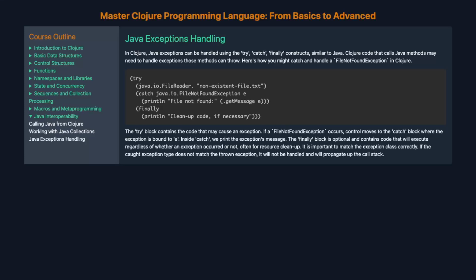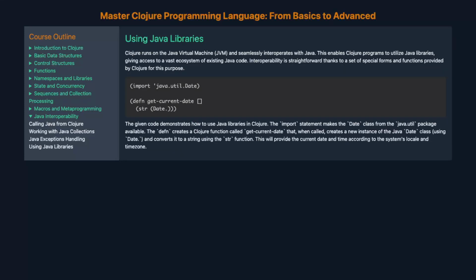The finally block is optional and contains code that will execute regardless of whether an exception occurred or not, often for resource cleanup. It is important to match the exception class correctly. If the caught exception type does not match the thrown exception, it will not be handled and will propagate up the call stack. Using Java libraries.